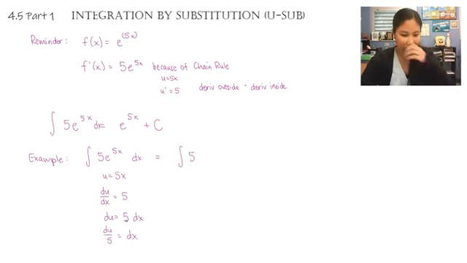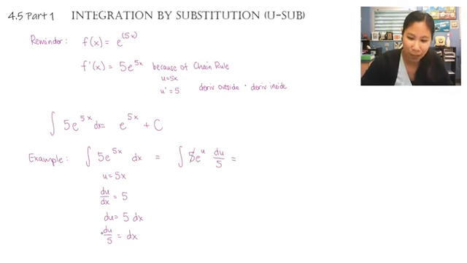I have the 5 to begin with, but now instead of writing e to the 5x, because I said u was equal to 5x, I'm going to rewrite this as e to the u power. And for the dx, I'm going to replace this with du over 5. I'm just substituting it in, and this is why it's called USub, because we're substituting things back in. Now when I simplify this, the 5 and this 5 down here cancel out. So really what I'm finding is just e to the u du.